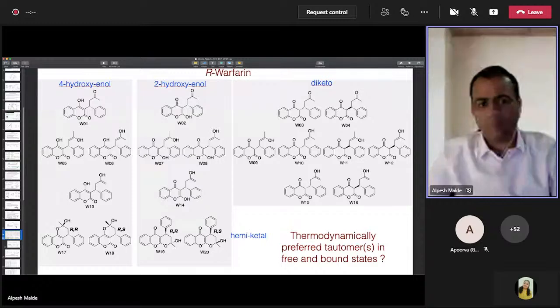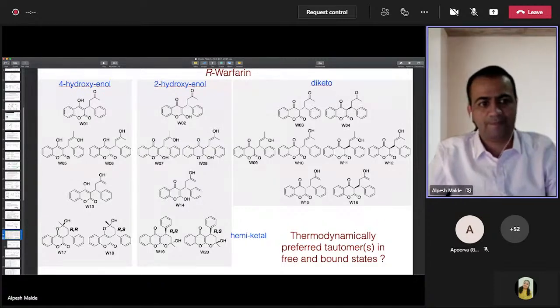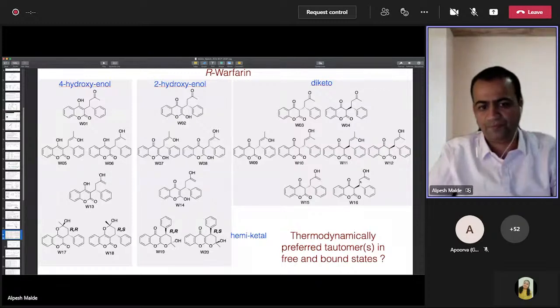But when you go from enol to the diketo, you introduce another chiral center, and then you have two stereoisomers. Similarly, on the side chain, there is a ketone group, which can also form an enol and again introduce a Z or the E stereoisomer, similarly for this one and the 4 here. And this can also exist in another enol form here, as it's shown.